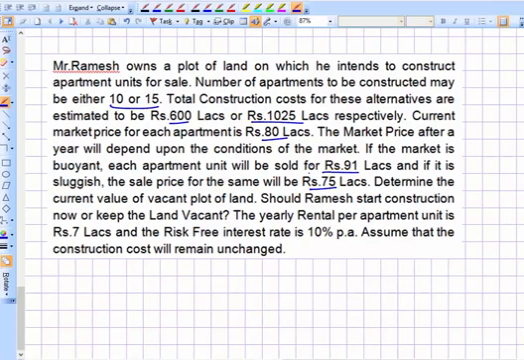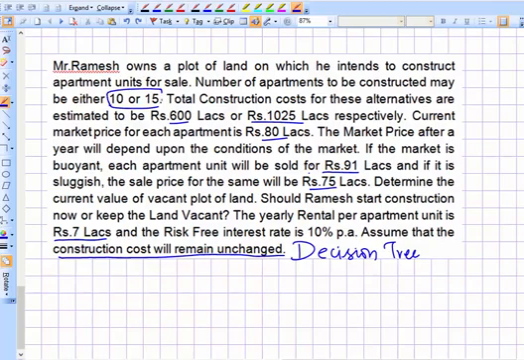The yearly rental per apartment unit is 7 lakhs and the risk-free interest rate is 10%. Assume that the construction cost will remain unchanged. So basically here you have to draw a decision tree. You have to draw a decision tree and present all these alternatives, and you have to show how you should take a decision here.